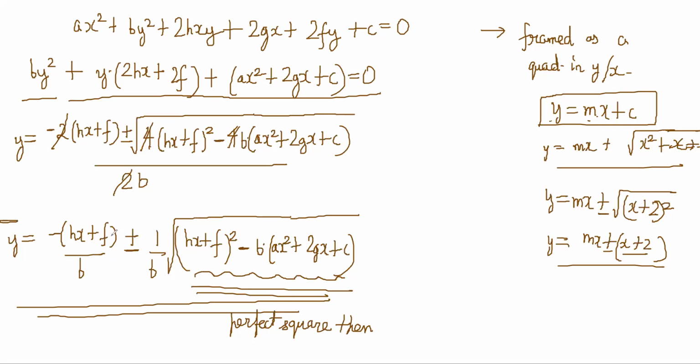And also notice that because there is a plus minus sign, that will mean that it will become two different straight line equations. So that will become a pair of straight lines. So all we have to do is understand what it takes for this thing to become a perfect square.